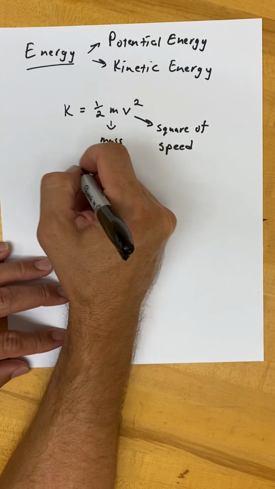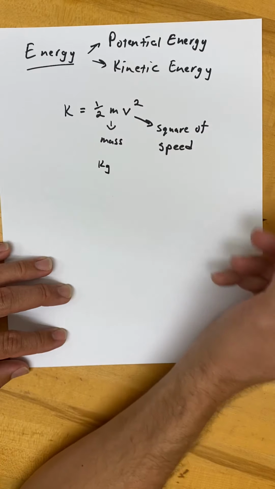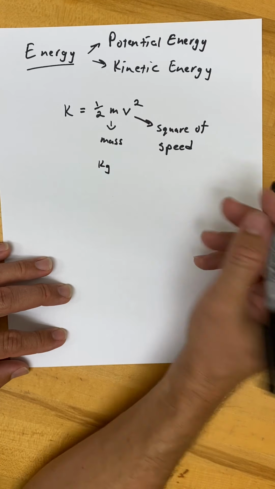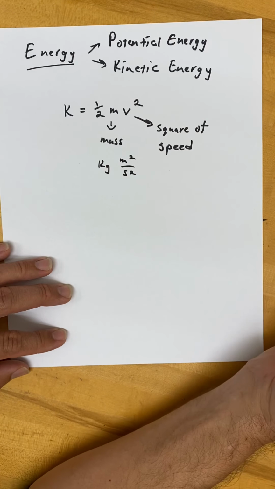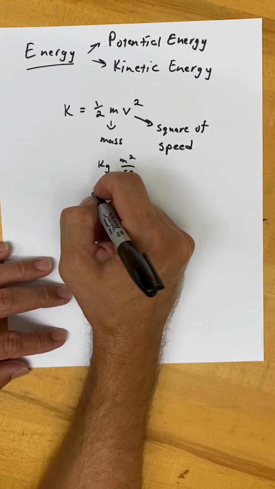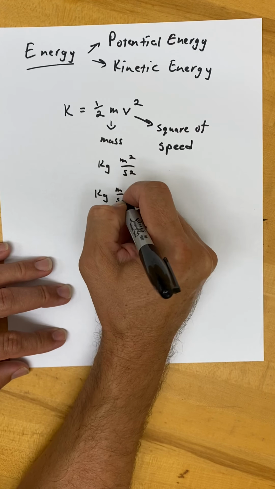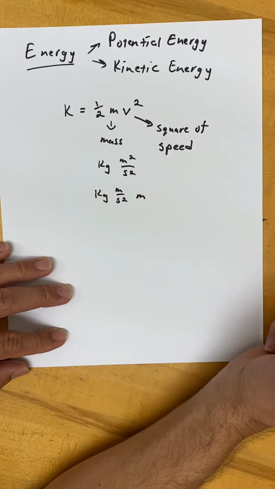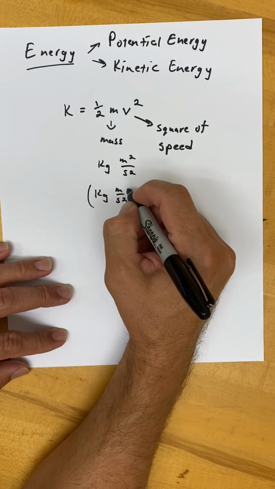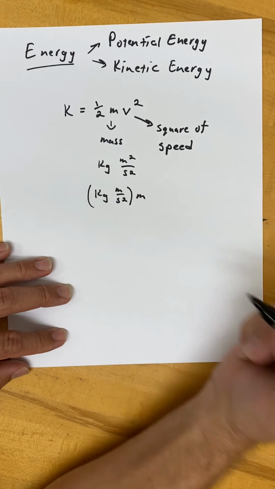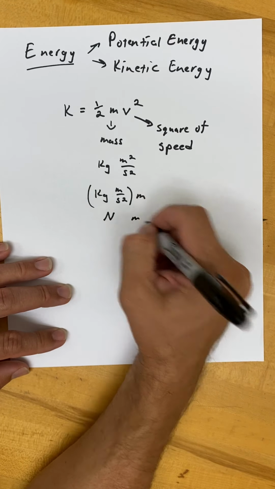Unit-wise, what do we have here? Well, if I look at the units of mass, I get a kilogram. Units of speed are meters per second. If I square that, I get meters squared per second squared. Let me rewrite this a little bit differently. Kilogram, meter per second squared times a meter. No big deal, I just took one of these meters out of the numerator and put it off to the side. Well, what is this? We've seen this before as a Newton times a meter then.